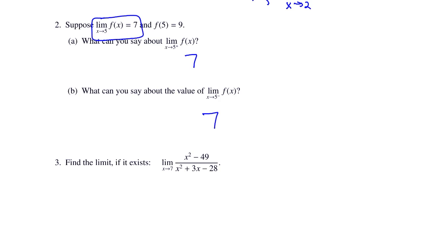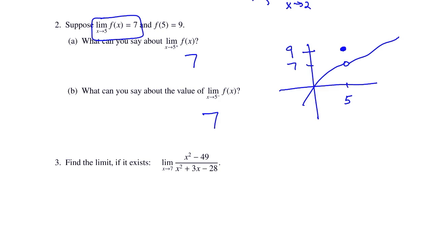Notice that the fact that f of 5 is equal to 9 does not play a part in this question. Simply knowing that the function value at 5 is 9 is irrelevant. In fact, the graph may look something like this. As x is going to 5, the limit is going to 7, and the function value itself is 9. So there's a solid dot at (5, 9), but there's certainly an open circle, a hole, at (5, 7).